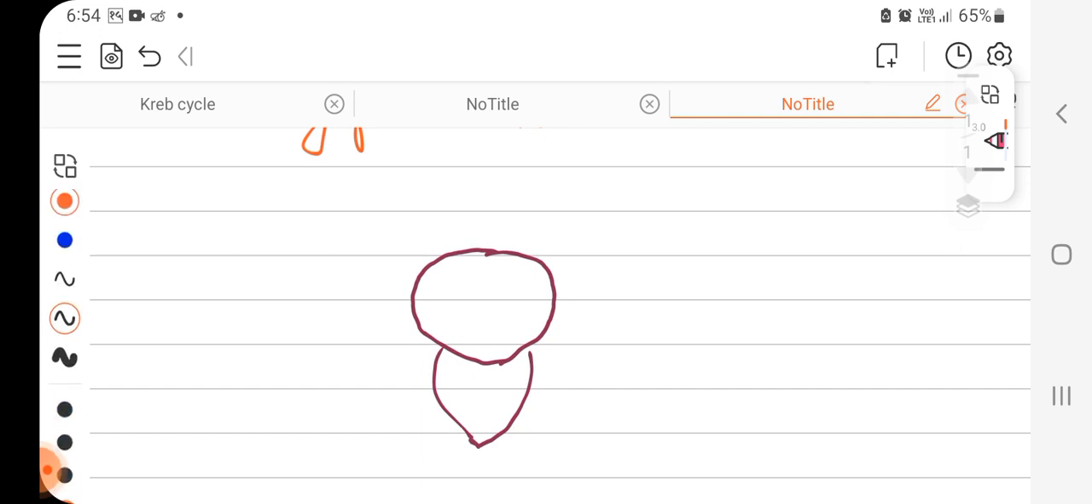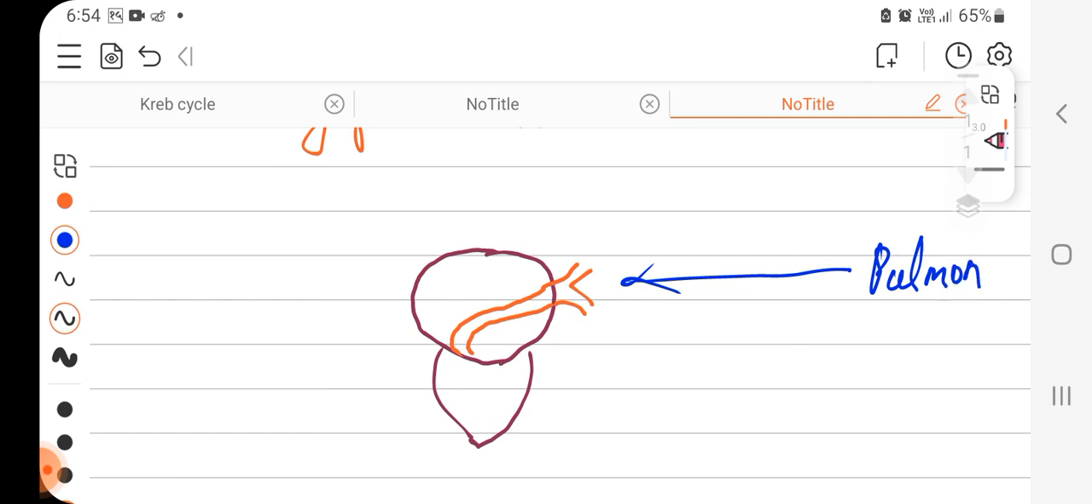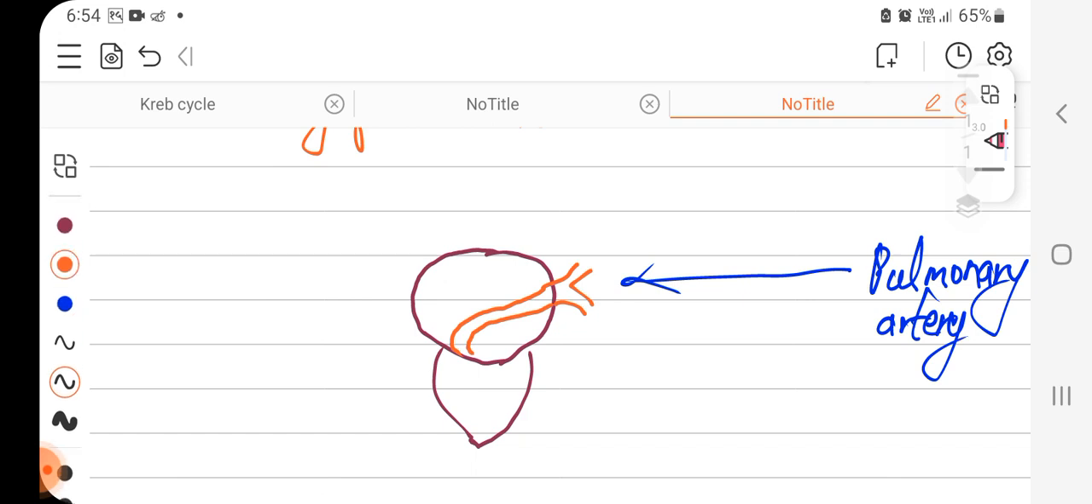the pulmonary artery. The pulmonary artery comes from the right ventricle in this way and it opens like this. It is known as the pulmonary artery. Likewise, the aorta moves from this side and makes a 180-degree turn.